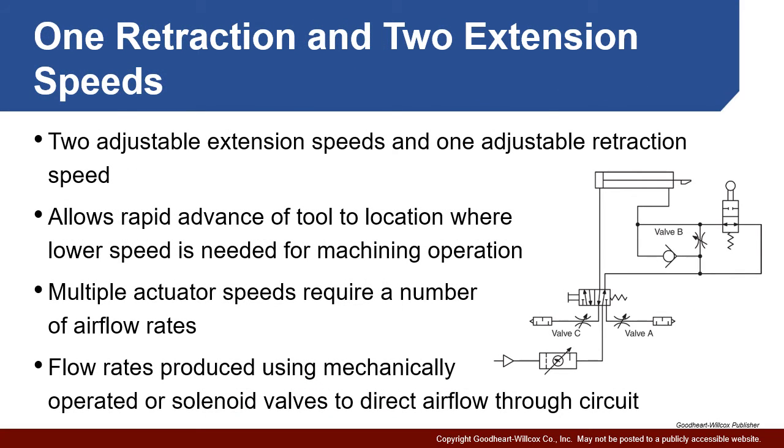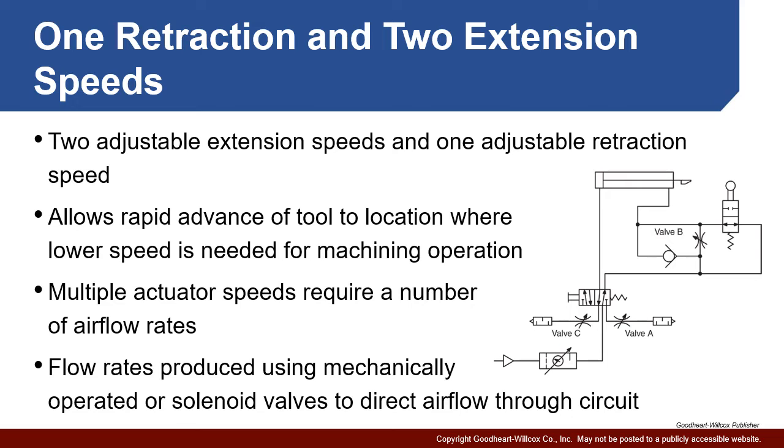In this circuit, we have a situation where we want our cylinder to be able to extend at 2 different rates. This often occurs in a manufacturing environment where you want to bring the tool up close to the part and then do some type of operation, oftentimes a machining operation, at a much slower speed. So we want to get the tool there quickly. It's referred to as a rapid advance, but then have a lower speed to actually do the function that you want to accomplish. In this case, to get those 2 different speeds, we need 2 different airflow rates.